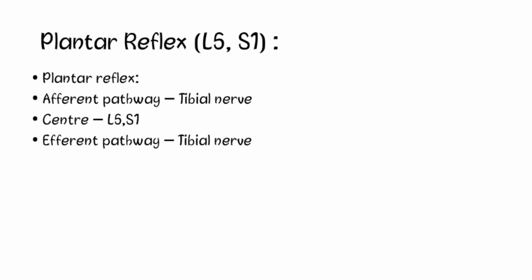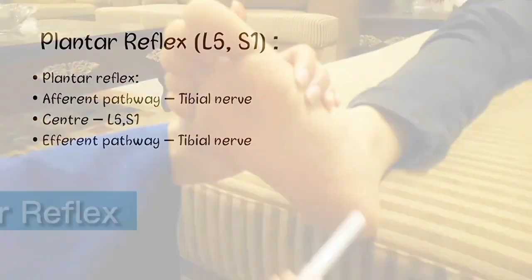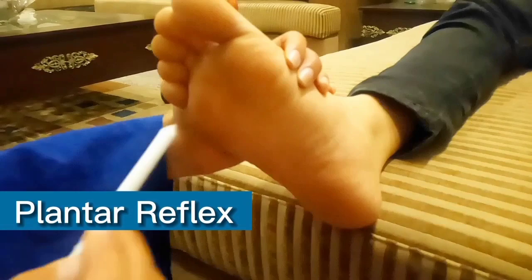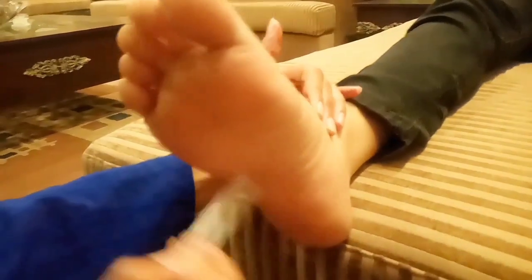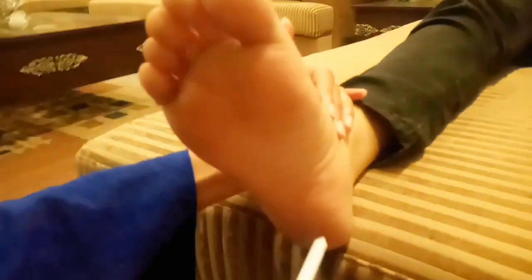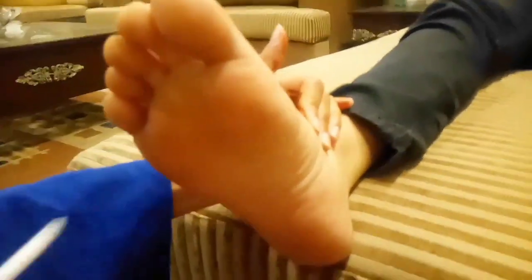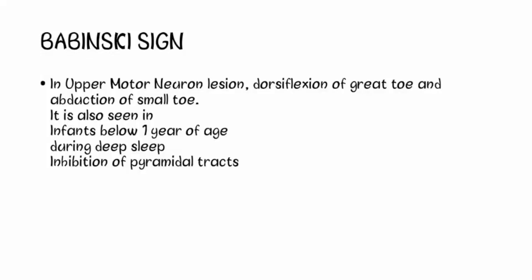Now the method to elicit is to bring the patient into supine position, gently scratch the outer border of the foot with a blunt object, from heel towards the little toe, then medially up to the great toe at metatarsal level. And the response will be plantar flexion of all toes. Now, what is Babinski sign? This is a neurological reflex where the big toe bends upwards and the other toes fan out when the sole of the foot is stimulated.